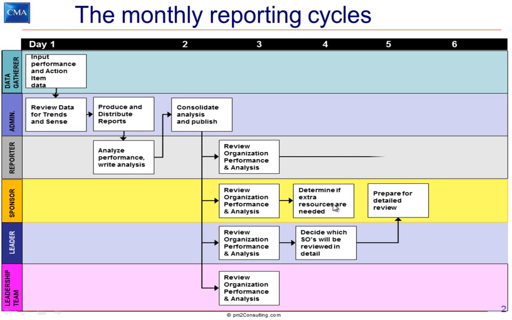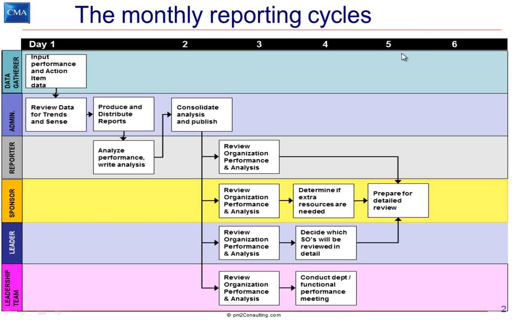So the sponsor and the reporter are all going to work towards preparing that more detailed review of the objectives performance. Now, the leadership team is going to take that same first cut performance report and run a departmental or functional performance meeting to understand better how the performance has been caused by what they've done and what the impact of what they've done is.